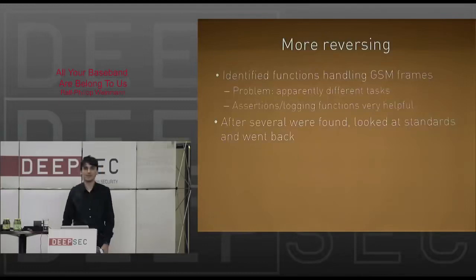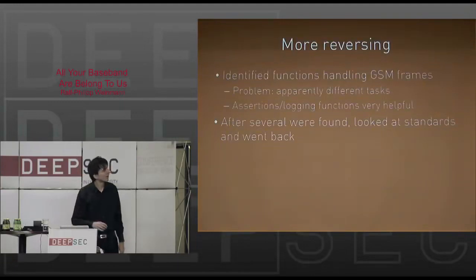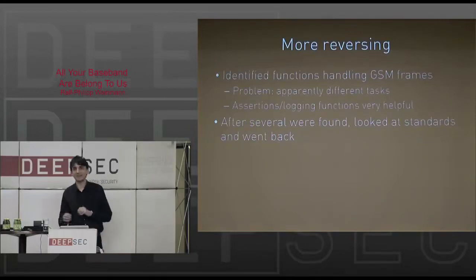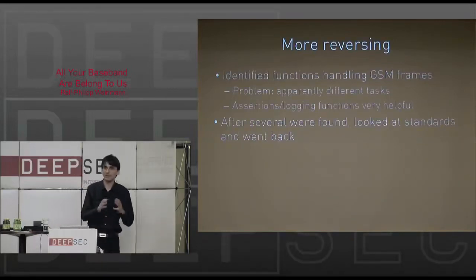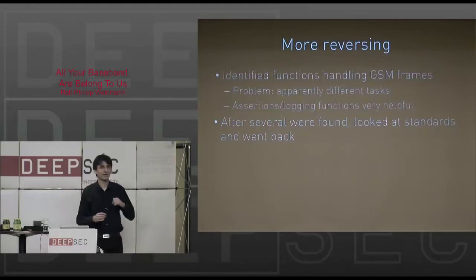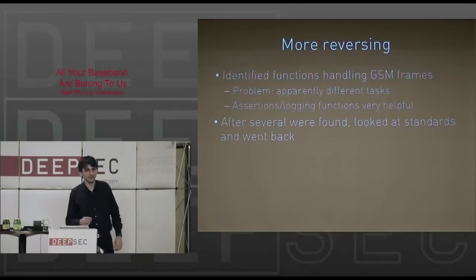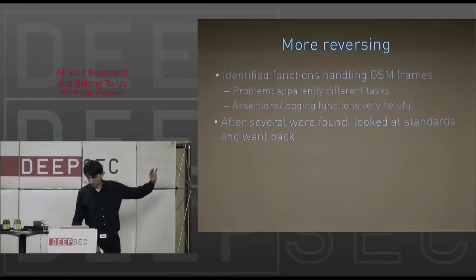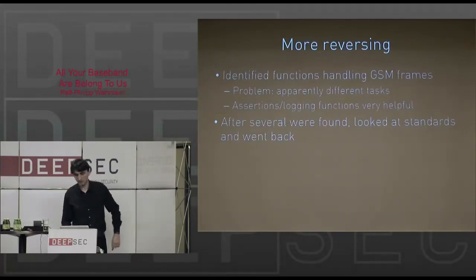But then you figure out, wait, this all looks very much independent of each other. And then you see, oh, it's just different tasks that communicate with each other because they run in real-time operating systems, and different parts of the stack are different tasks usually. So you have the problem that you need to identify these different tasks, and again, the assertions and logging functions are very helpful. After several bugs were found, I went back to the standards and looked for more.